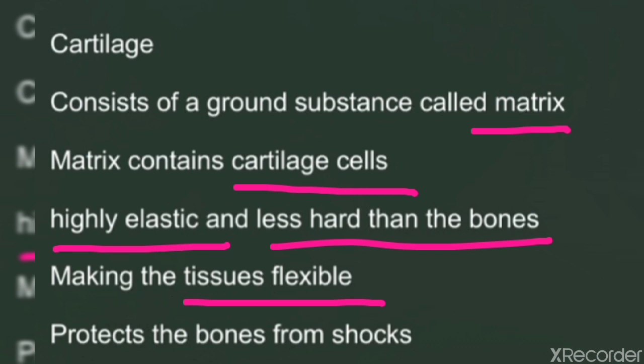Cartilage protects the bones from shocks. Clear, children? If any shock comes towards bones, this cartilage will absorb that shock. So cartilage protects the bones from shocks.